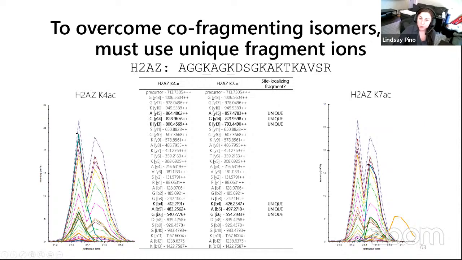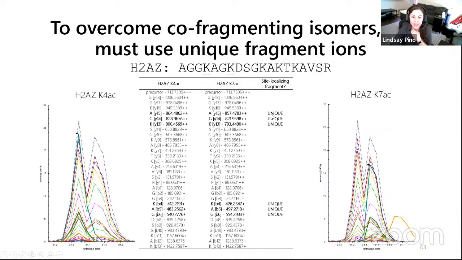What we should do to perform good quantification, to be confident in our quantification, is only use the fragments that are unique to each of these peptides, site localizing. In PTM analysis, we talk a lot about site localizing fragments. So let's only include fragments that include the PTM modified residue.